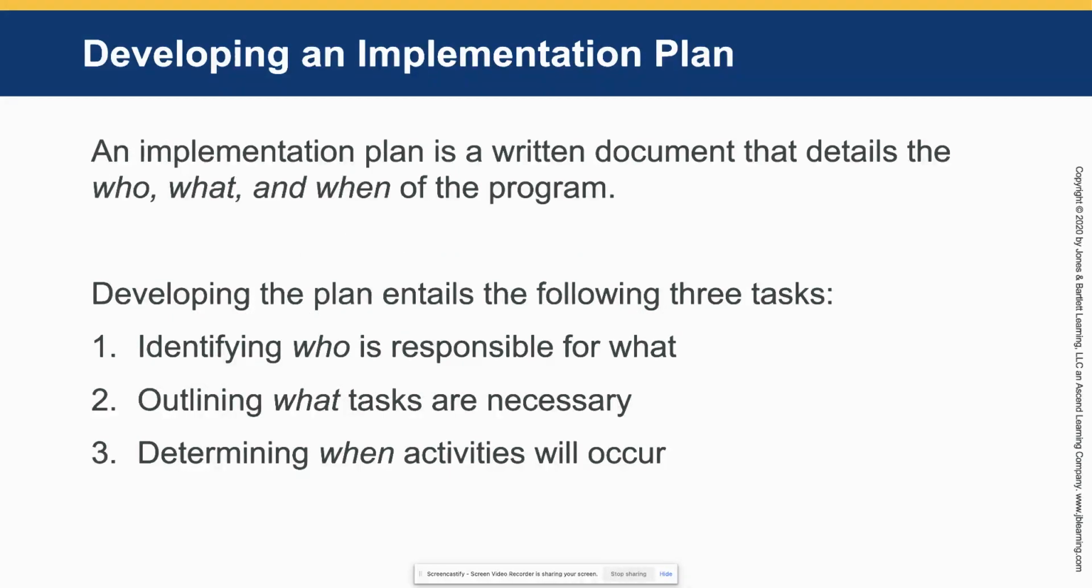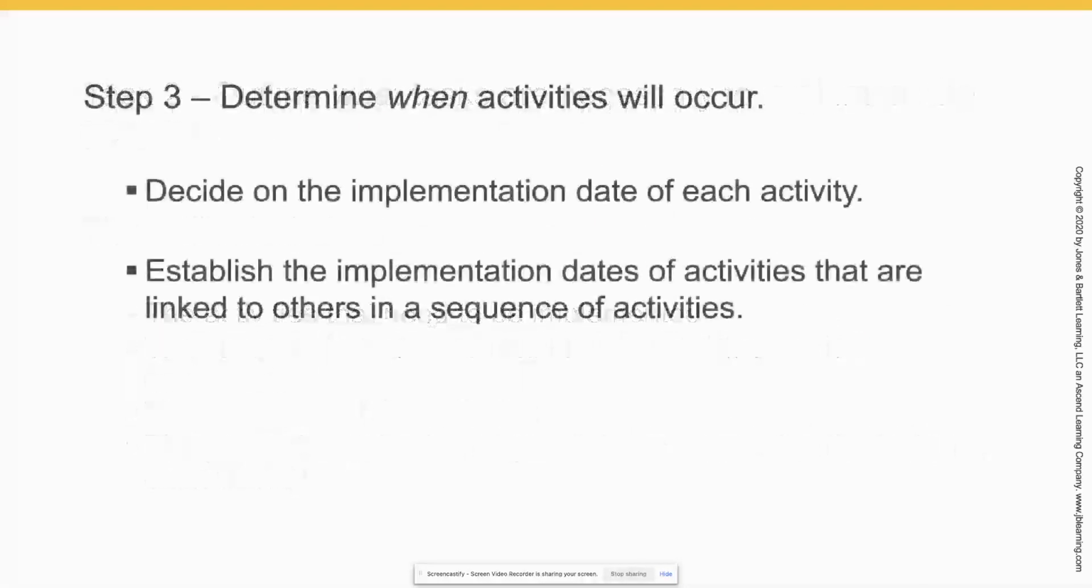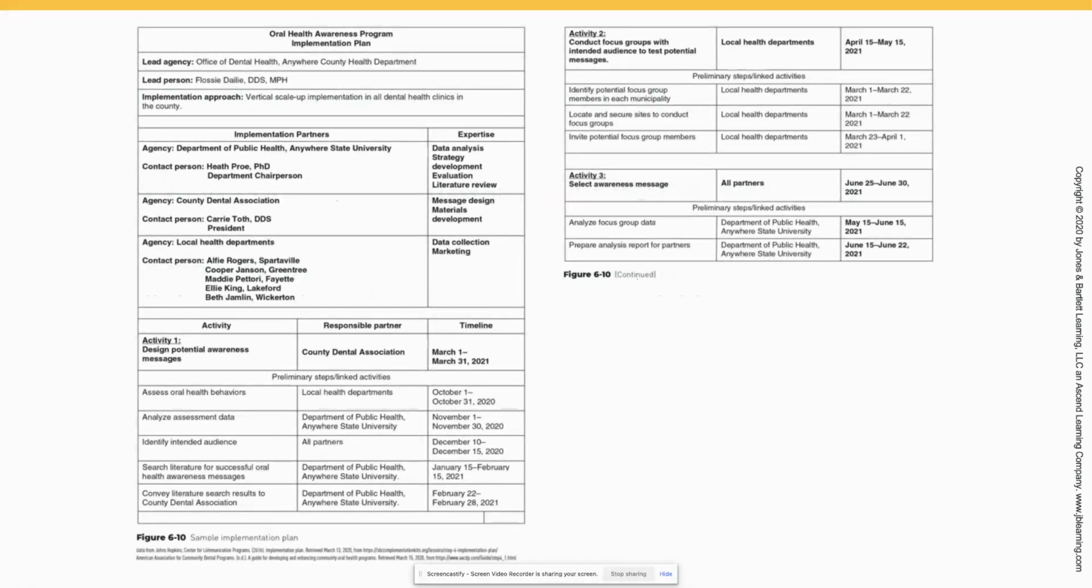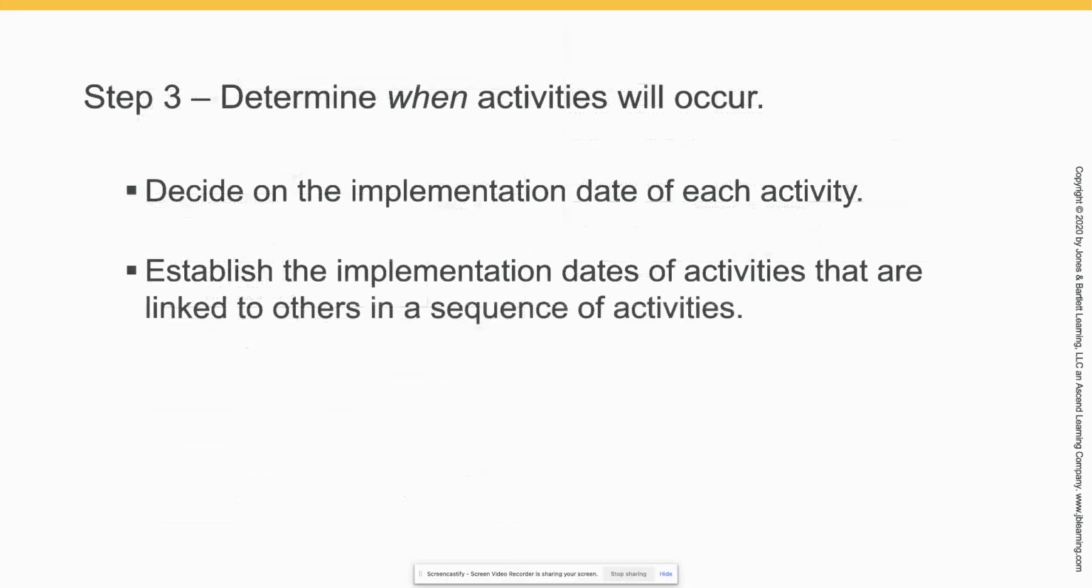Okay, so you end up with an implementation plan. This is something like the who, what, and when of the program. So who is going to do what for your program? And remember, this is for your program implementation, outlining what tasks are necessary and when those activities will occur. Your implementation plan looks a lot like this, and this is a really nice example. This is on pages 139 and 140 of your textbook, so you can take a look at that to refer to. I think it is super helpful.